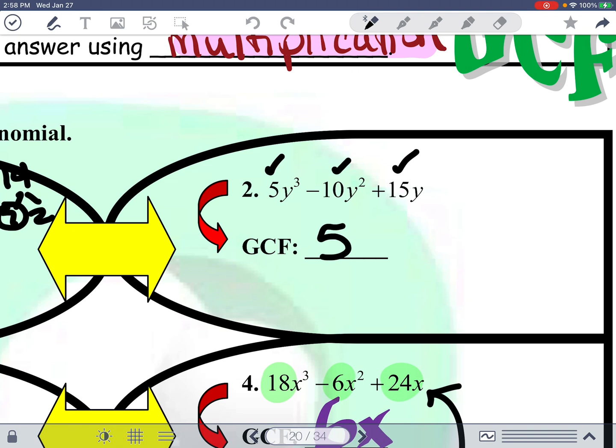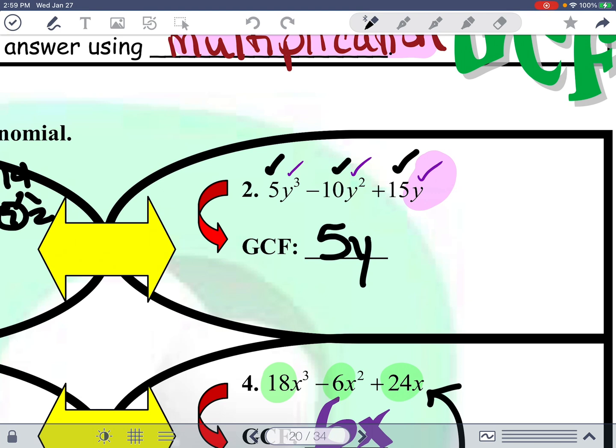So then I go to step 2, and I look at the variables. And it's got a y, this one has a y, and this one has a y. I say, okay, since all 3 terms have a y as part of the term, multiplied to the number, the coefficient, I can pull out a y as part of my greatest common factor. And I look for the y with the smallest exponent, which would be this one, with y to the first power. So that's the one that gets to come out and be part of the greatest common factor.